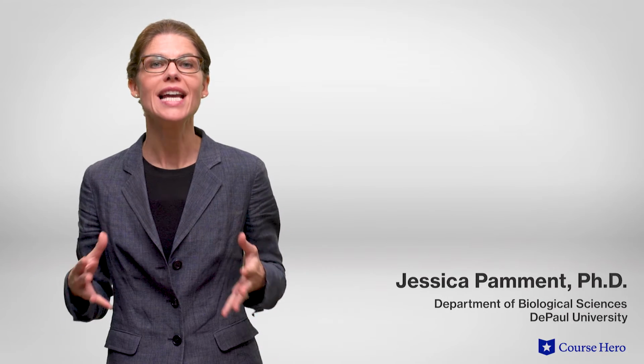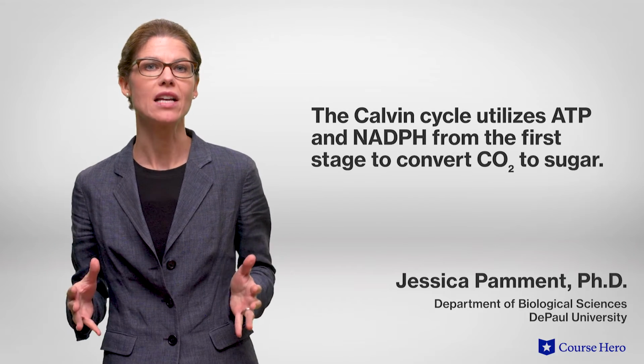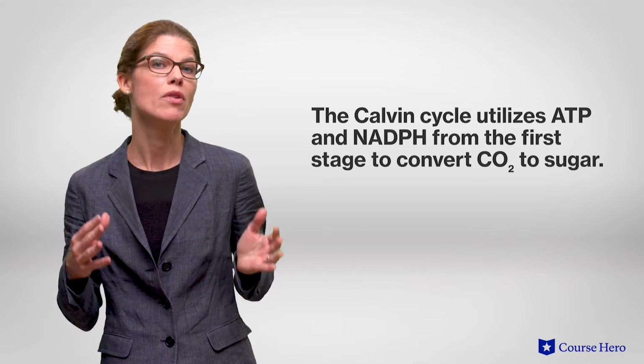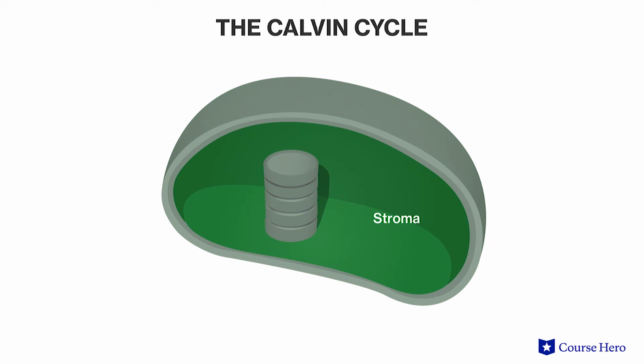Ready to look at the light-independent reactions of photosynthesis, the Calvin cycle, which utilizes ATP and NADPH from the first stage to convert carbon dioxide to sugar. The Calvin cycle takes place in the stroma, the fluid inside the chloroplast, and can be divided into three main steps.